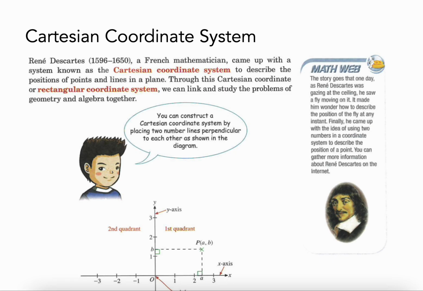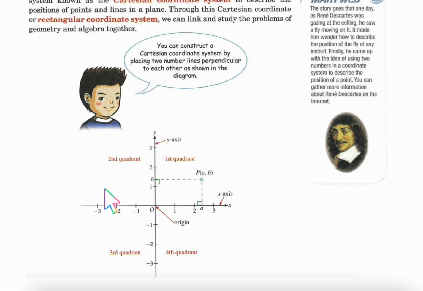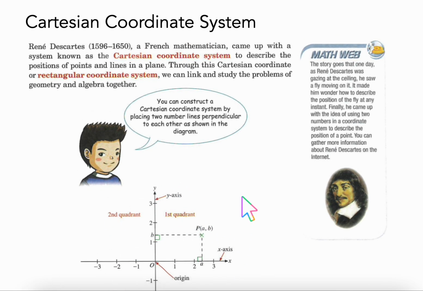Hi everyone, today we are talking about the Cartesian coordinate system. So the Cartesian coordinate system is basically your coordinate plane, which you might already be familiar with. It's called the Cartesian coordinate system because it was originally invented by René Descartes, who was a French mathematician.